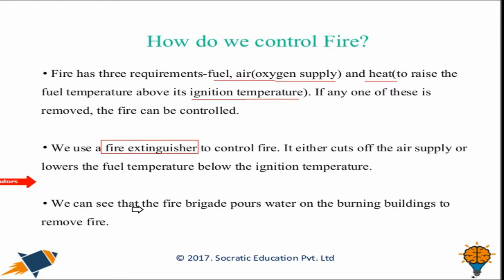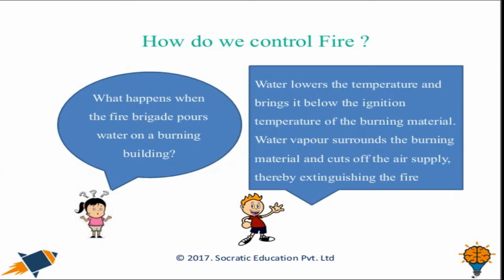A very common fire extinguisher that we use is water. Whenever we find fire in some place, we start pouring water onto the place to control the fire. We can see that the fire brigade pours water on a burning building to remove fire. The fire brigade is a kind of machine that we use to control fire. So how does it work basically? What happens when the fire brigade pours water on a burning building?